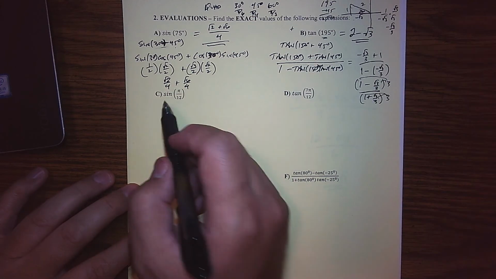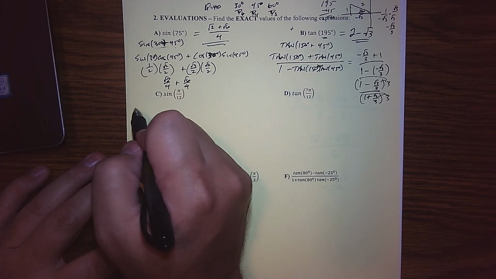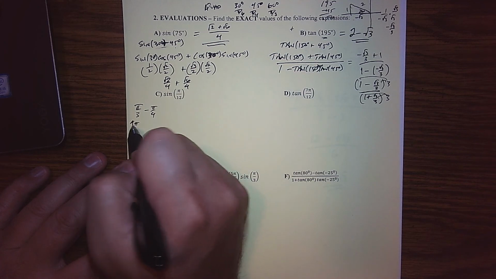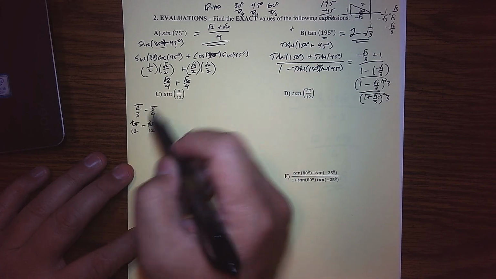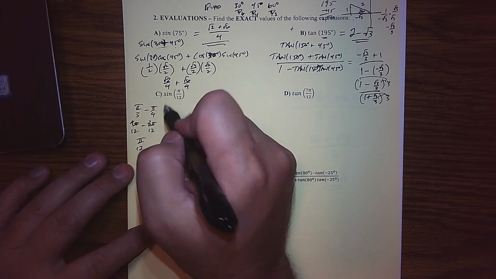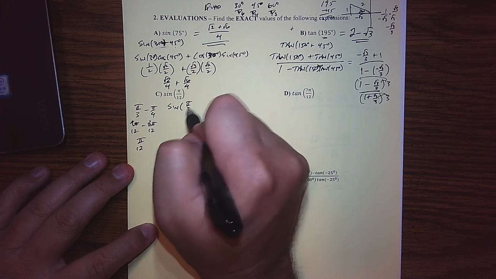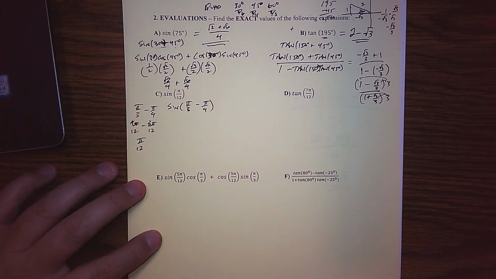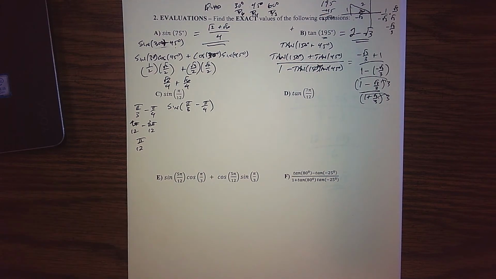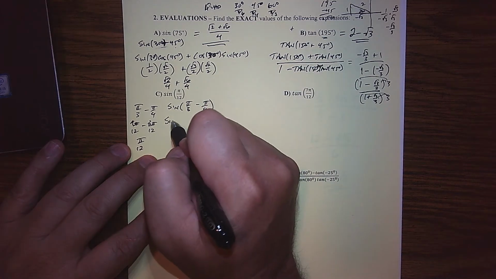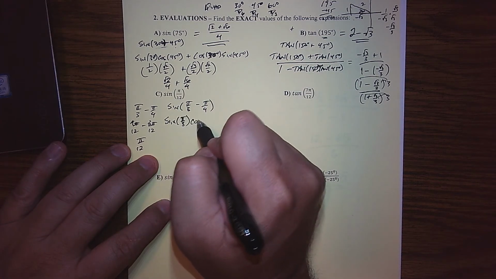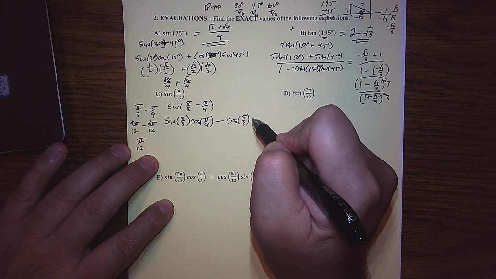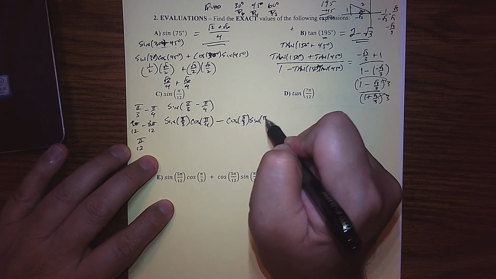Alright, so what about sine of pi over 12? Well, in the previous video we found that if we take pi over 3 and subtract pi over 4, this is 4 pi over 12 minus 3 pi over 12, which gives us pi over 12. So we can rewrite this as sine of pi over 3 minus pi over 4. So we basically have the sine of a difference. So invoking that identity, this would be the sine of the first angle, the cosine of the second, minus the cosine of the first, and the sine of the second.